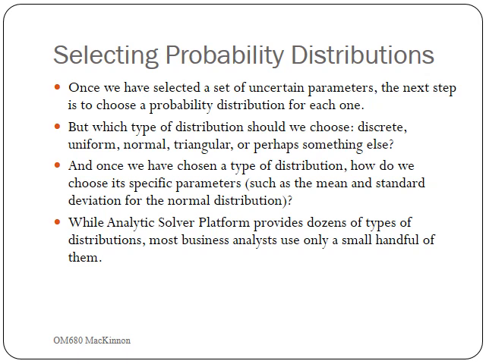Okay, so how do we select a probability distribution? Is it discrete? I mean, does it take the form of integers, for example? Is it uniform, normal, triangular, or something else?